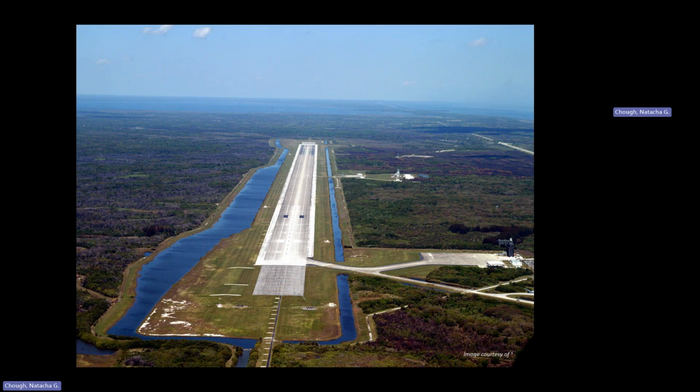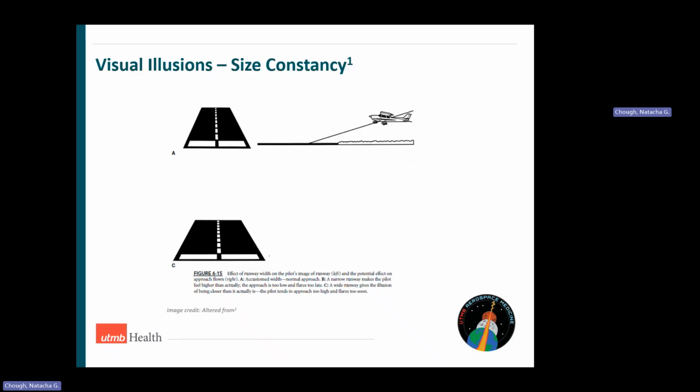Let's look at a real runway. You can appreciate looking at this runway that you look high. The reason for that is because this runway is narrow. What about a wide runway? I've added a runway labeled C to this picture. Looking at C, pretending you're the pilot in the cockpit on final approach, do you look too high or too low? If you said too low, you're correct.